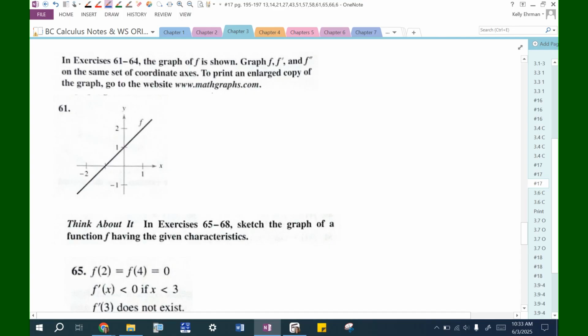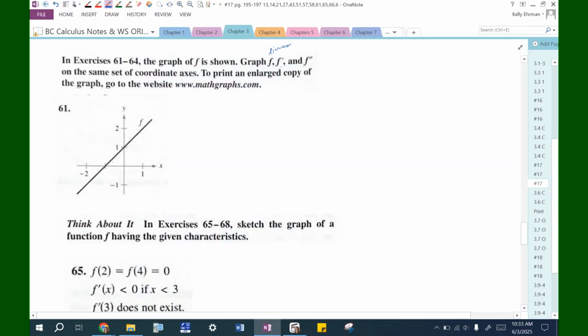The graph of f is shown. Graph f, f prime, and f double prime on the same set of coordinate axes. So I'm just going to draw them right on this graph here. If you need to, you can resketch f. The derivative of f is linear. f is linear. So the derivative of f should just be the slope of this line. So what is the slope?